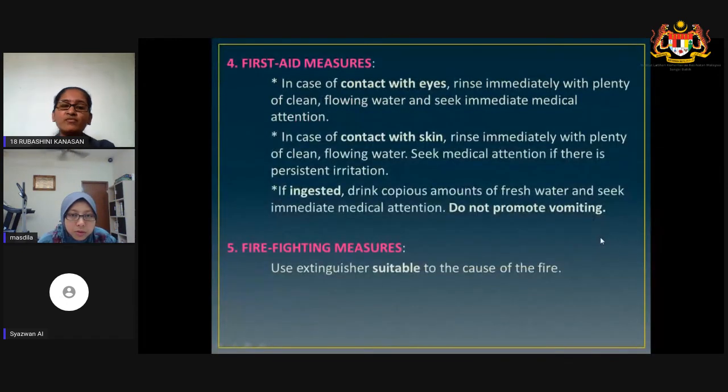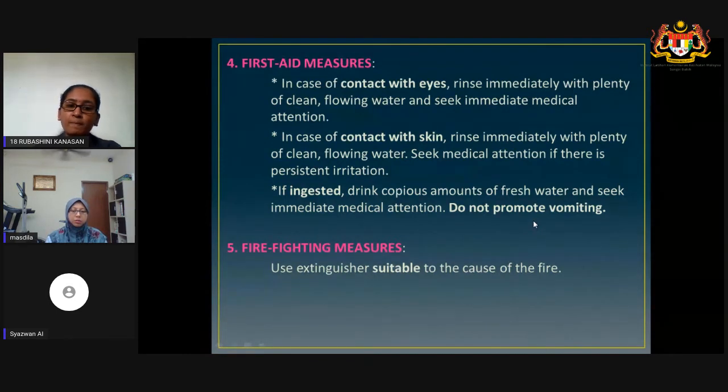Okay, for the first aid measures, in case of contact with eyes, rinse with plenty of clean, flowing water, and then seek immediate medical attention. In case of contact with skin, similarly rinse with plenty of water and seek medical attention if there is persistent irritation. If ingested, drink copious amounts of fresh water and seek immediate medical attention, and do not induce vomiting. Okay, for the firefighting measures, use extinguishers suitable to the cause of the fire.